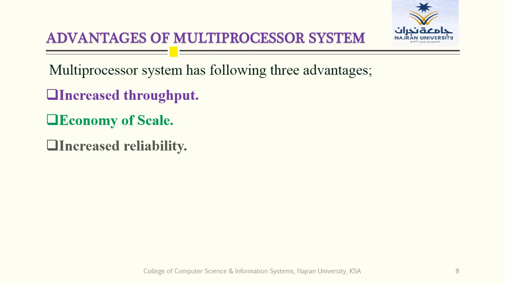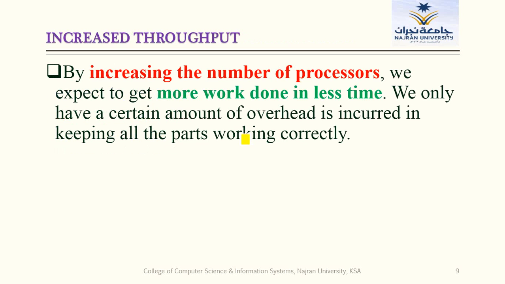So we have seen some advantages of multiprocessor systems. We have seen increased throughput, economy of scale and increased reliability. So what is increased throughput? By increasing the number of processors we can expect to get more work done in less time. So if we increase the number of processors, then our work will be finished more quickly compared with the single processor system.